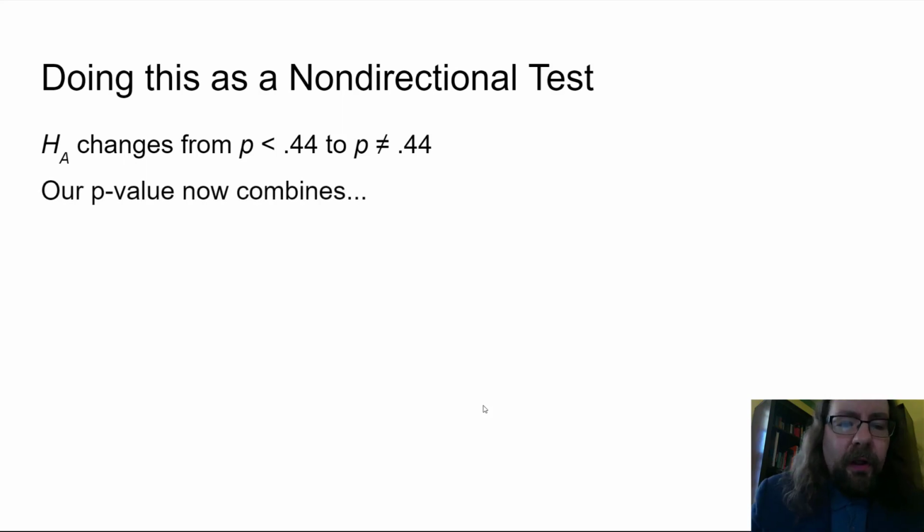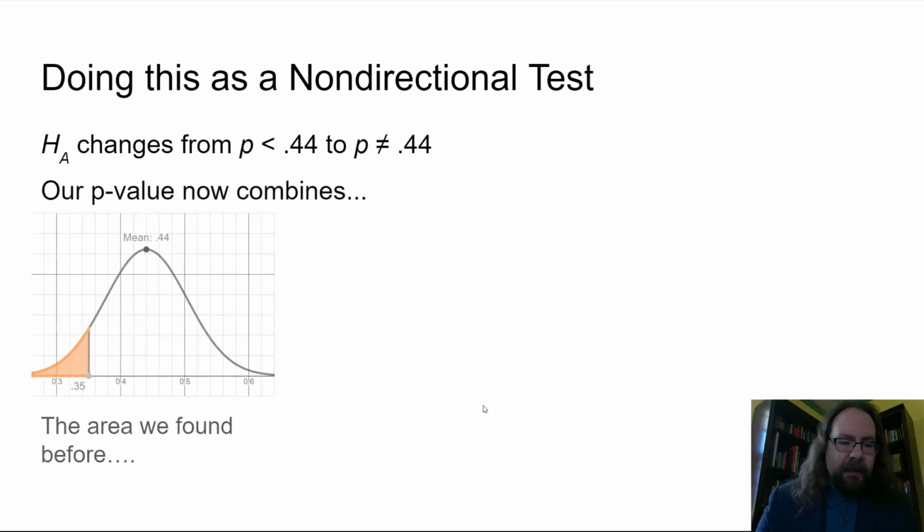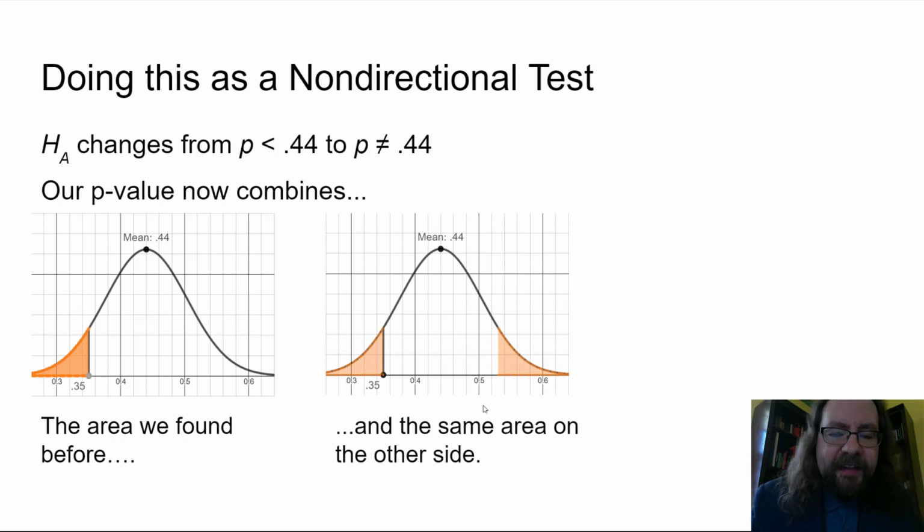But our p-value will also change. It will combine the area that we found before, that tail from negative infinity to 0.35, with the exact same area on the other side of the sampling distribution. This is the second tail, and it's allowing the extreme of the statistic to go in the second direction also. So what I want you to think about is what would happen to the p-value if we added this same tail just on the other side?